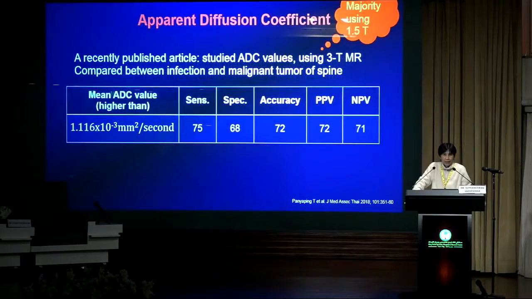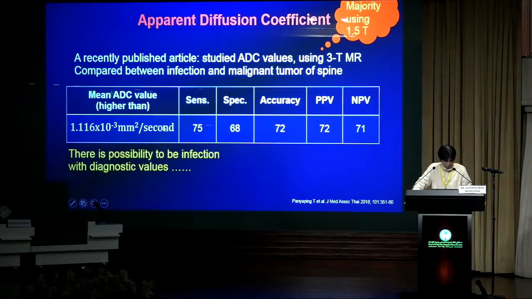We conducted another research project to study the ADC value, which is the apparent diffusion coefficient, using a 3 Tesla MR machine, because the majority of the published articles used a 1.5 Tesla machine. We compared infection and malignant tumor of the spine, and we found a cut point of 1.116. If the mean ADC value is higher than the cut point, there is a possibility of infection, with diagnostic values as appear in the table, and accuracy is about 72%, not much different from the literature.